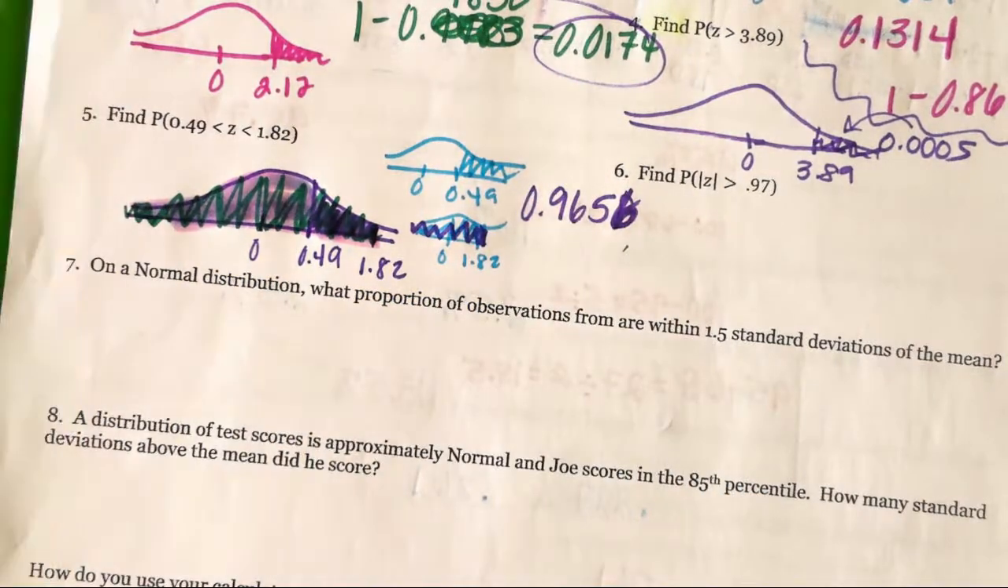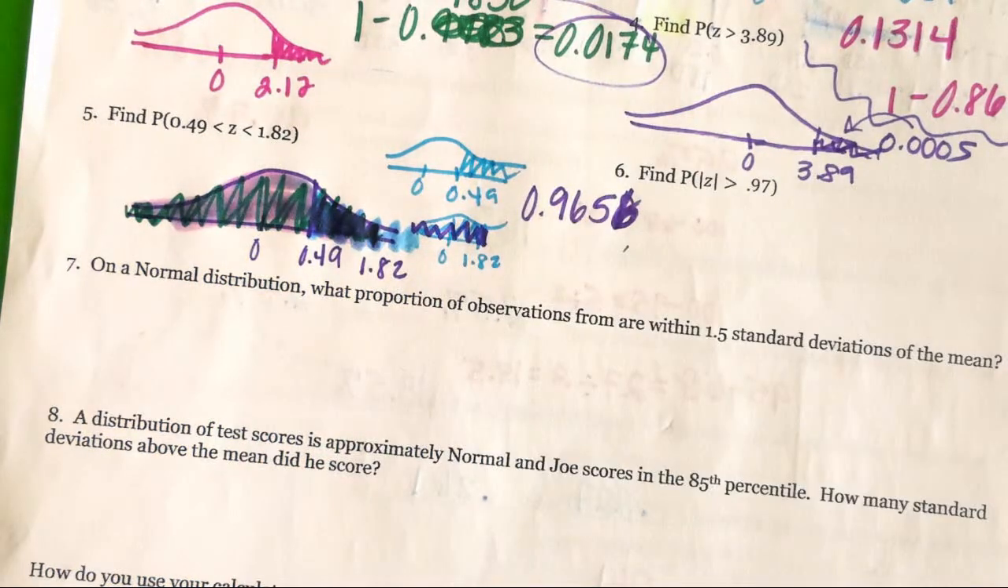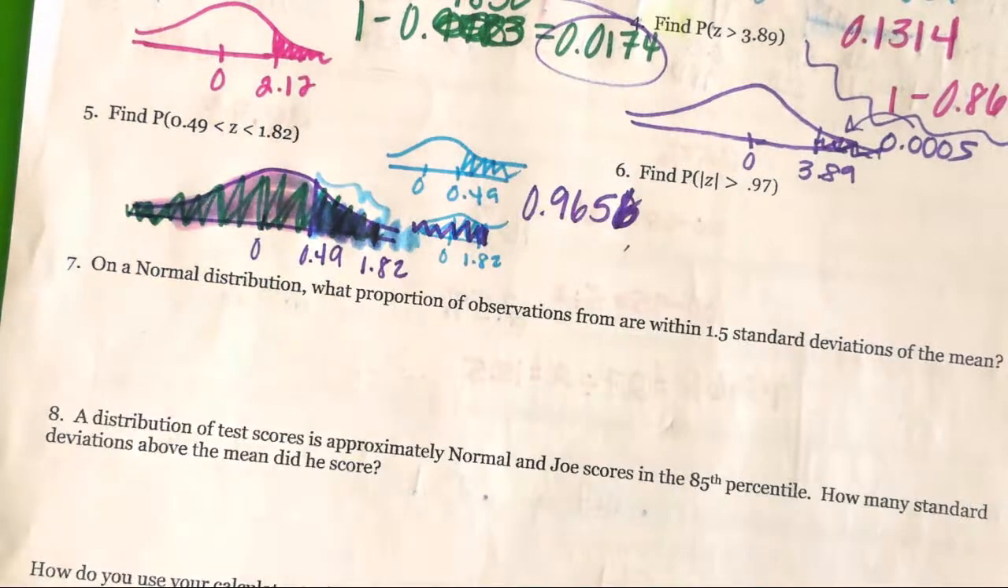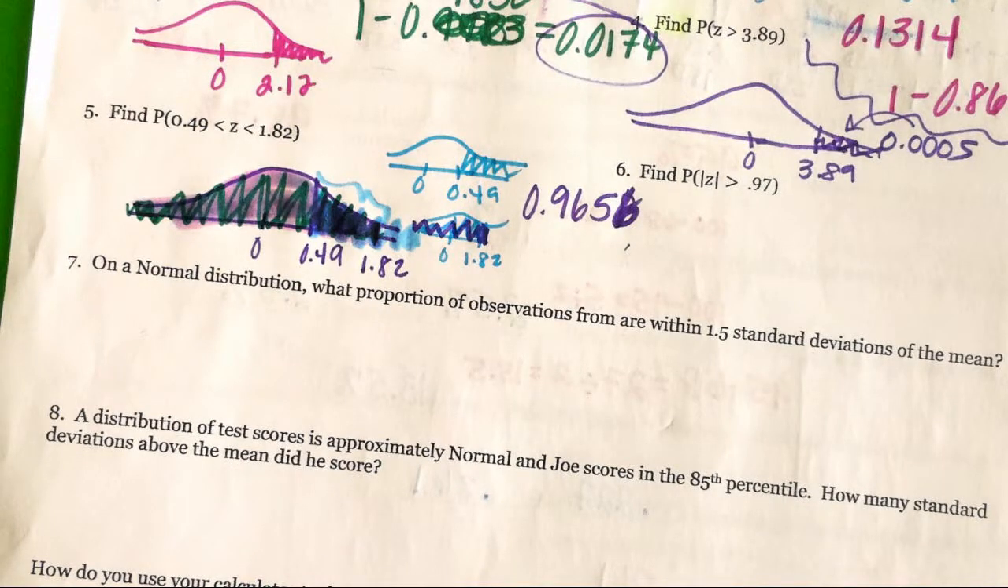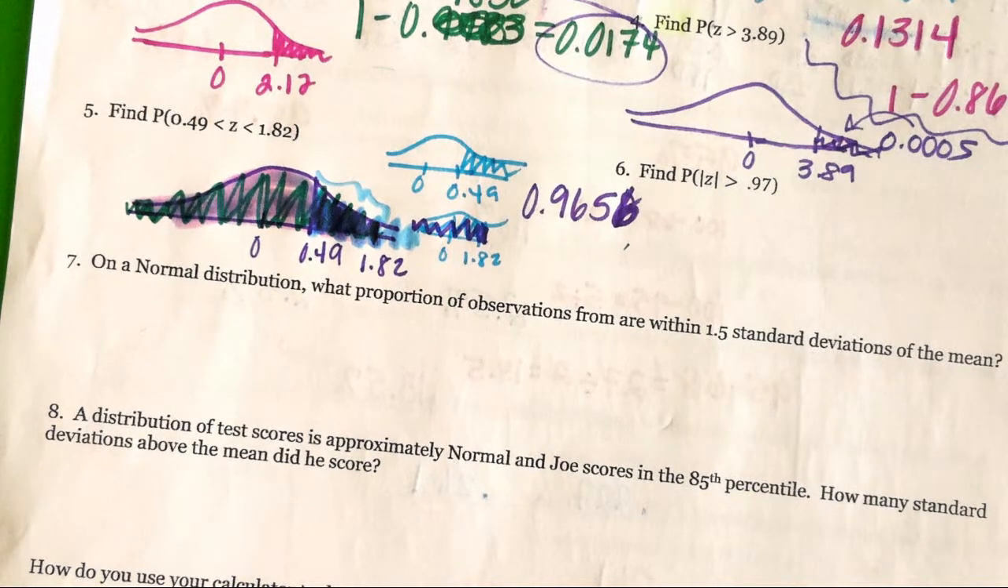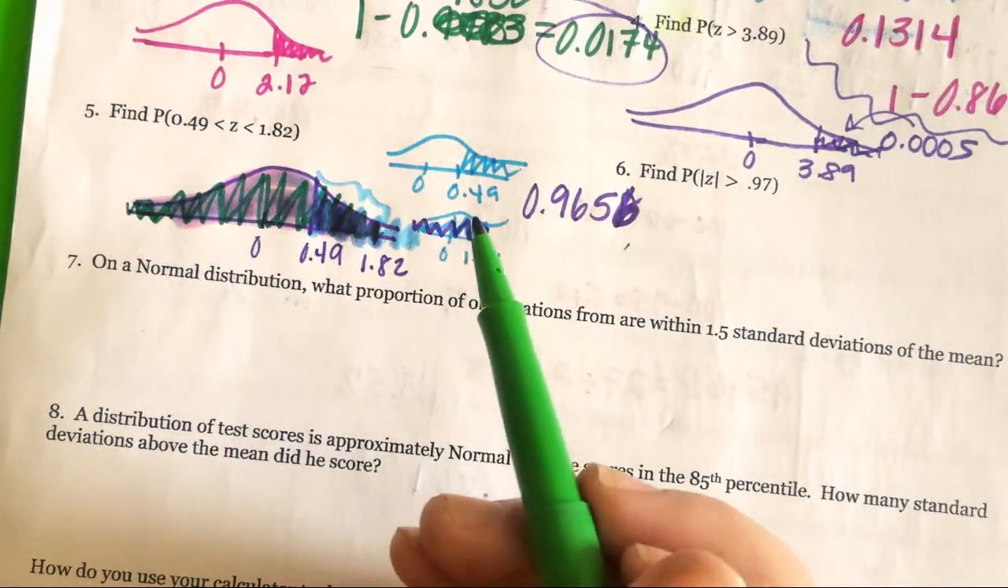And now I actually want to find greater than 0.49. And when I subtract it, I'm going to end up having that middle region where they overlap. So on the chart, what am I looking for? Well, I already found 1.82. Now I'm going to look for 0.49 on the chart.